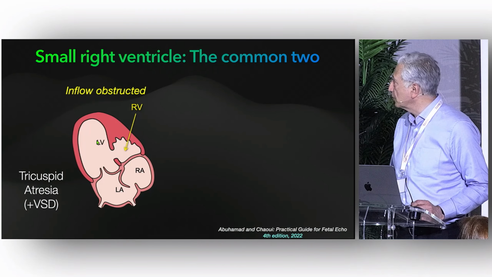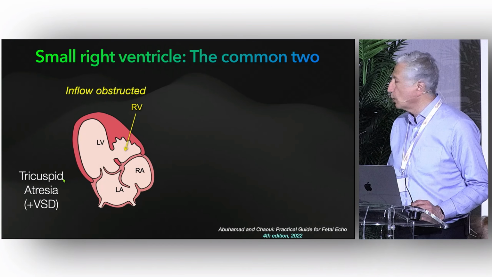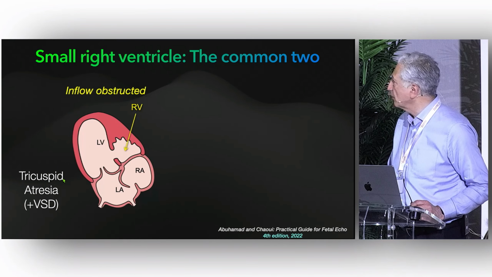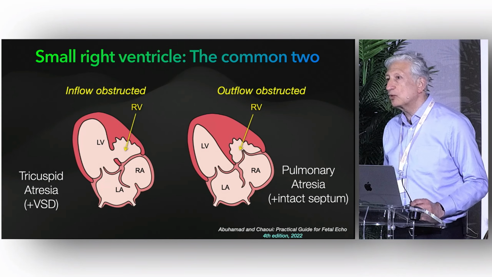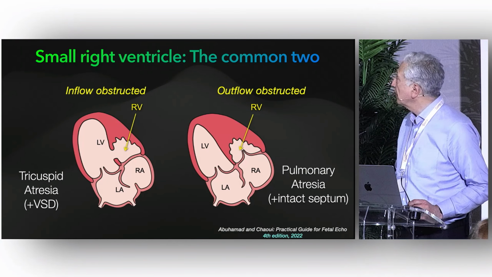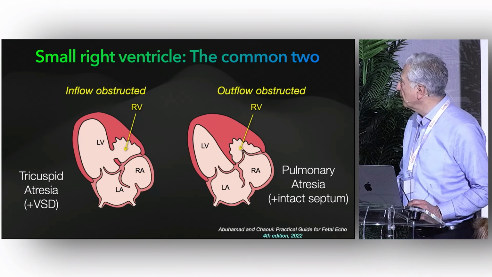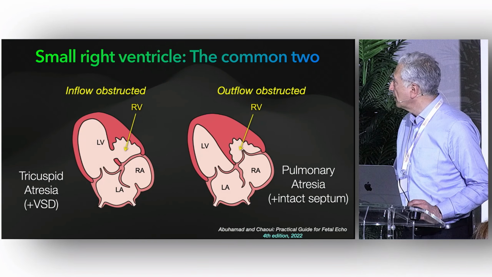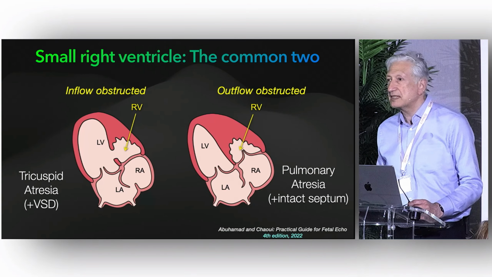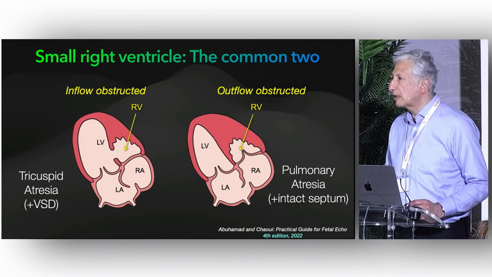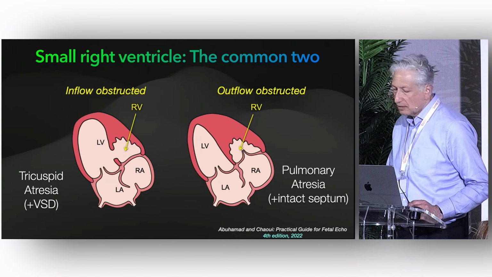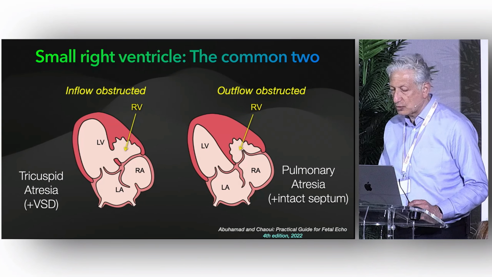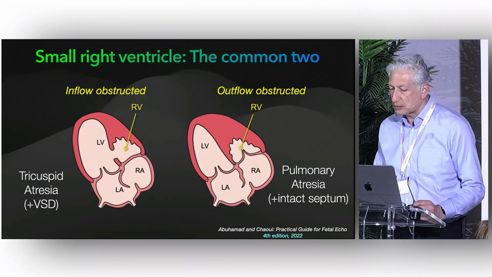Either the inflow is obstructed, which is the typical condition with tricuspid atresia, in general with VSD. The other one is where the outflow is obstructed, similar to what we have seen on the left side, but in this case, it's pulmonary atresia with an intact ventricular septum. Now, pulmonary atresia with VSD, which we have seen, looks like tetralogy of Fallot. It is not associated with a small right ventricle, with very, very few exceptions. So these are the two conditions I'm going to discuss with you.